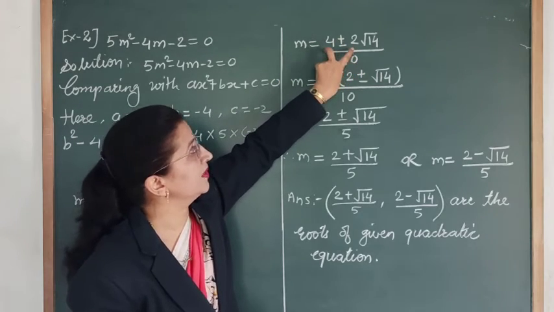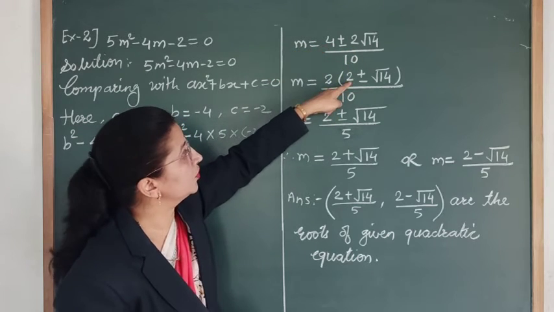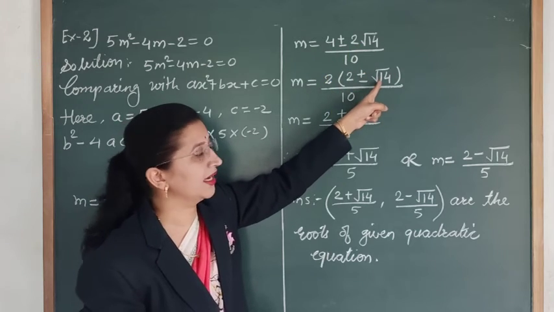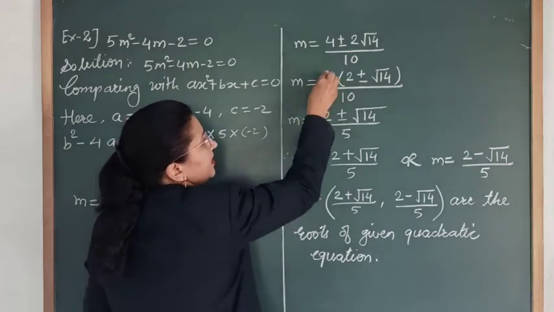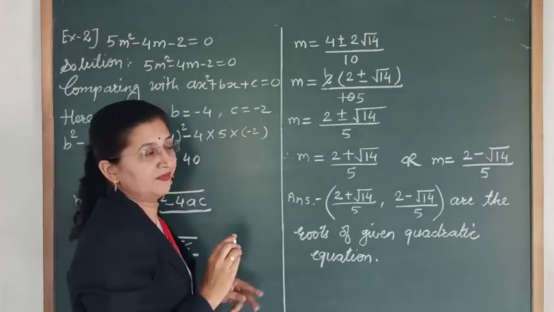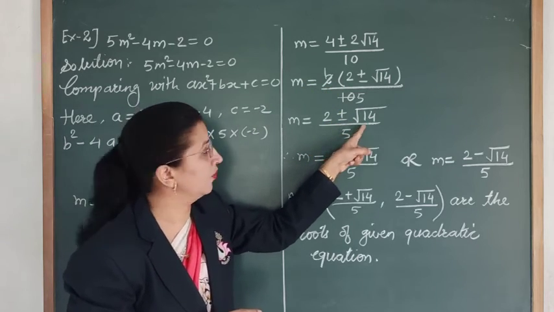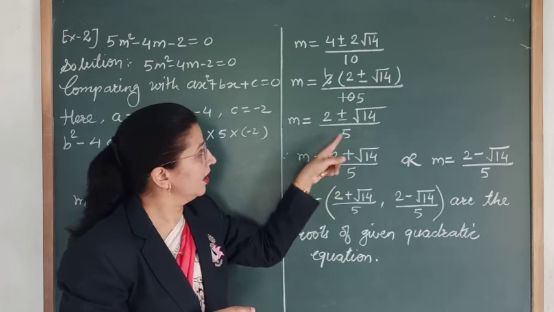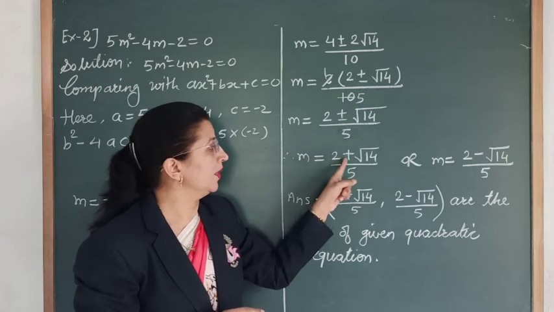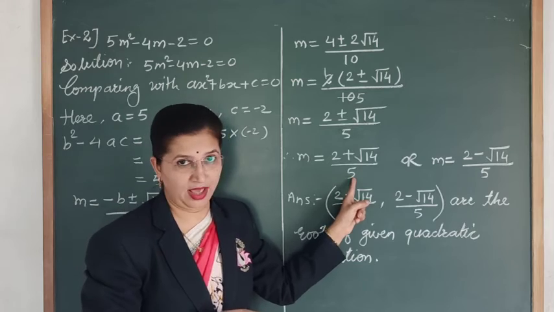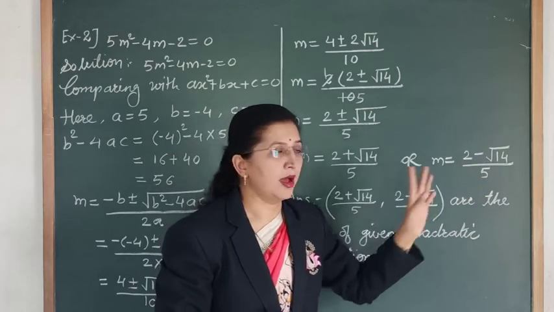Now here again 4 is there, here 2 is there. So from this binomial we can take out the 2 as a common. Okay. So what will you get in the bracket? 2 plus minus, this 2 is outside, so we will get the root 14 upon 10. Okay. Now here what we do, this 2 and the 2 5s are 10. We'll reduce this. Okay. So we'll get here 2 plus minus root 14 upon 5. Okay. Now here both the signs are together. So let's separate this. So here m is equal to 2 plus root 14 upon 5, or m is equal to 2 minus root 14 upon 5.